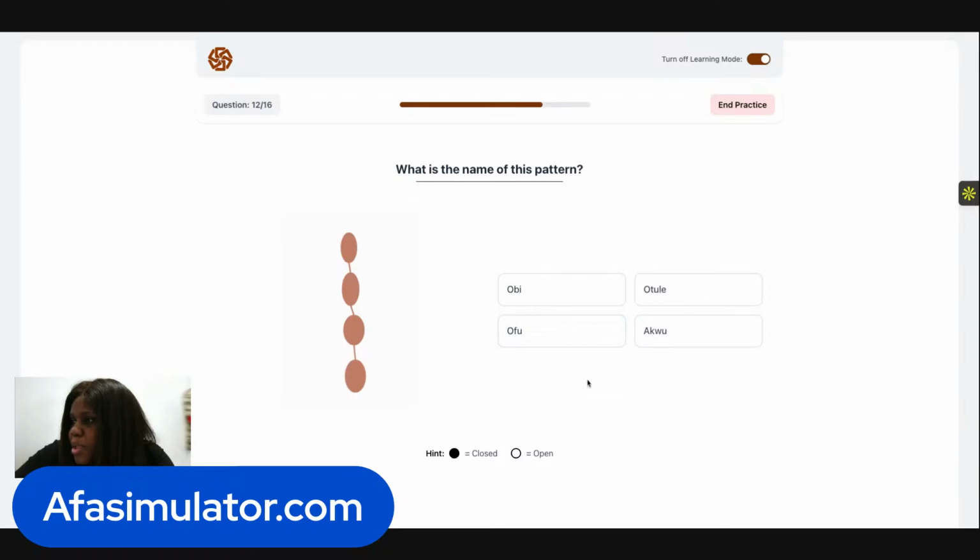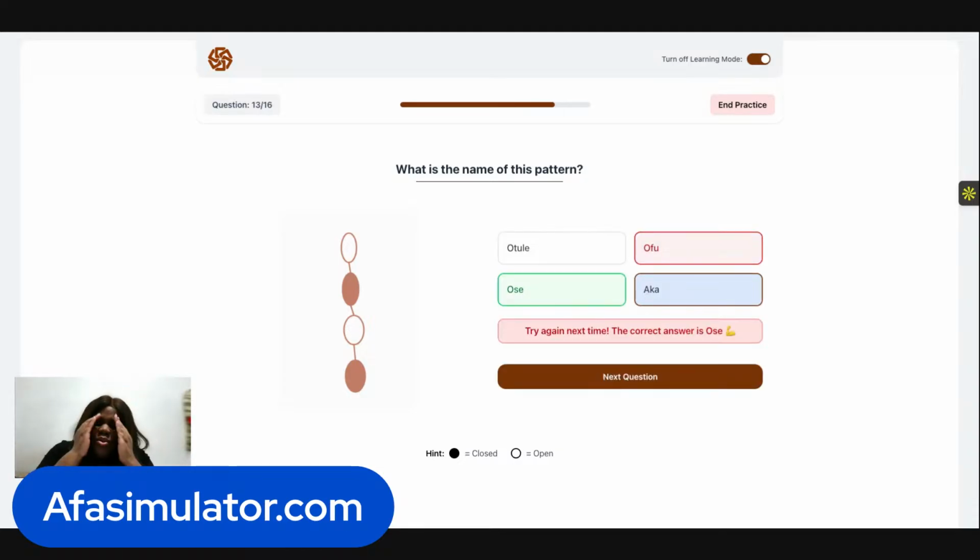Okay. This is definitely Aku. Yeah. This is not Aka or Otule. This is Ofu. Is this Ofu? Or is this Ose? I want to say this is Ofu. Ah, I knew it was Ose. Dang it. How to do this again?